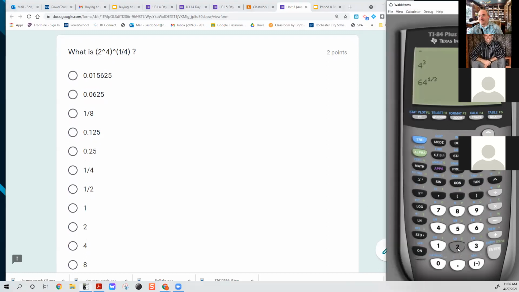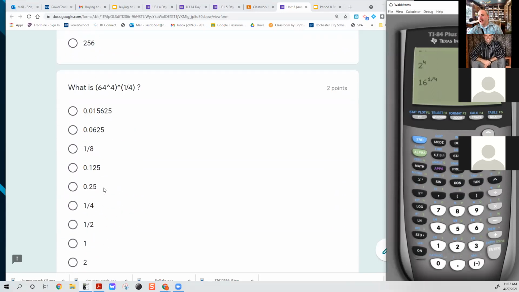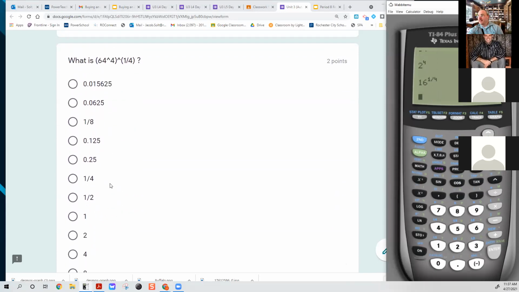Do we need to see that one? It's 16, right? And then 16 raised to the 1/4 power is 2 again. Right? This will always happen. And I think this is the last one I have.